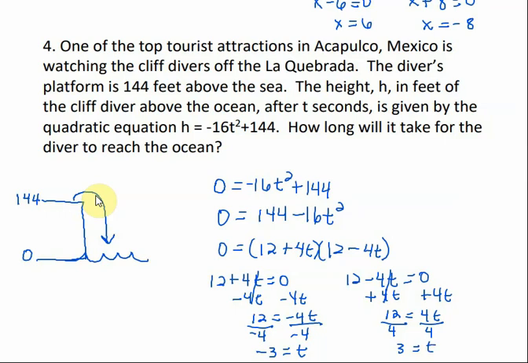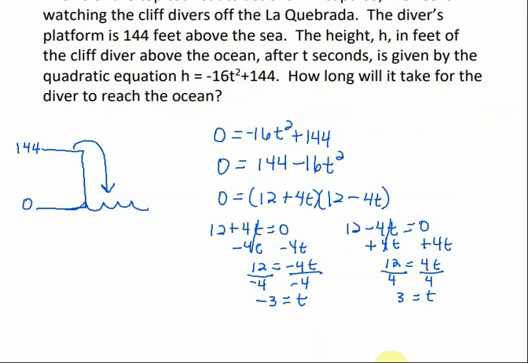Now, what does t represent? T is the time in seconds. Can we have a negative 3 seconds? No, we can't. So this is no good. This would be our only valid solution. So it would take 3 seconds to get from the top of the cliff down to the ocean.